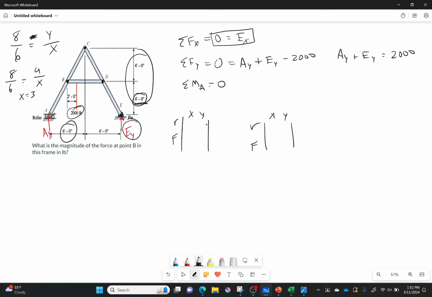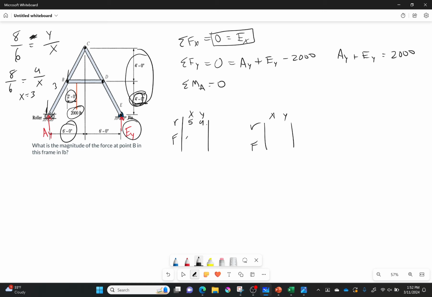X comes out to equal 3. So this distance is 3, and it goes 2 more, which means it has an x distance of 5. The y distance we already calculated as 4. And that's looking good. Now let's look at forces here.